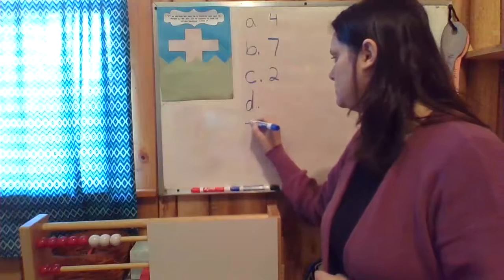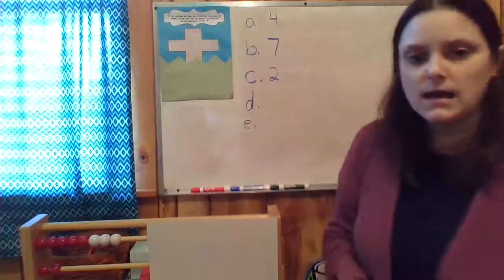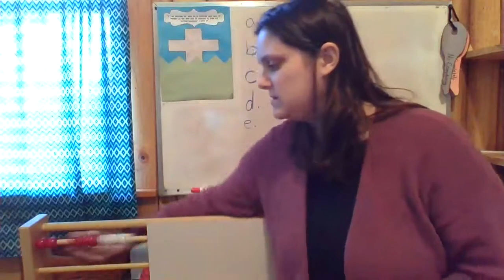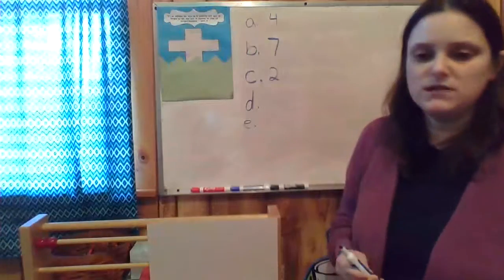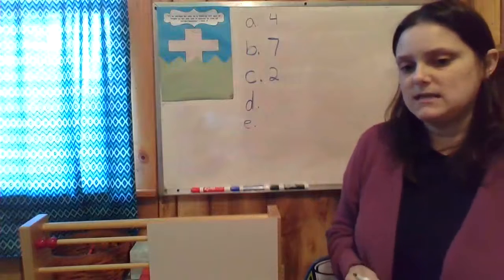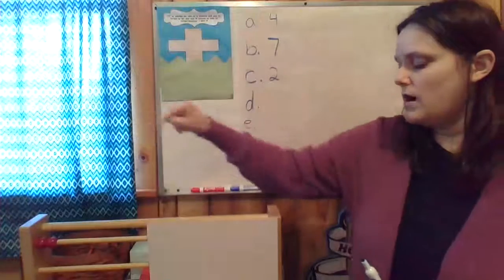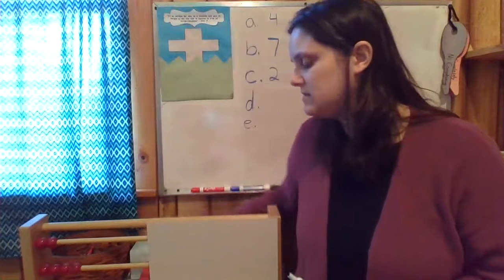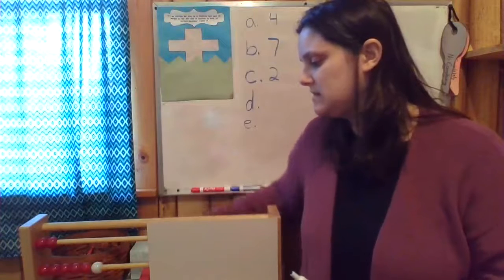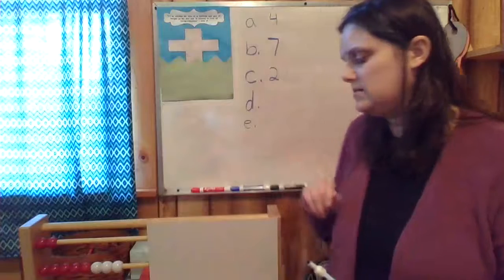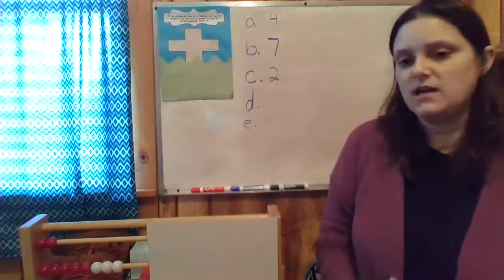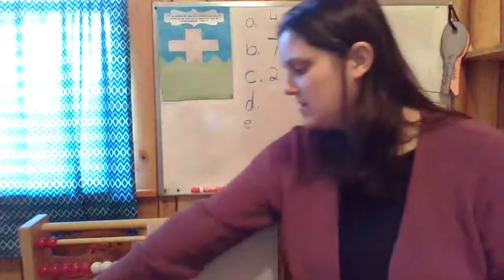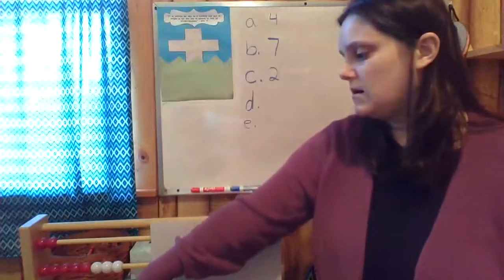That's a kind of crazy D there. Okay, letter D says I have 2 beads. So I've got my 2 on the top. How many to make 10? We're going to go 1, 2, 3, 4, 5, 6, 7, 8, 9, 10. Okay, so now we've got 10 all together. Now that we've got 10 all together, we're counting the bottom to see how many we added.